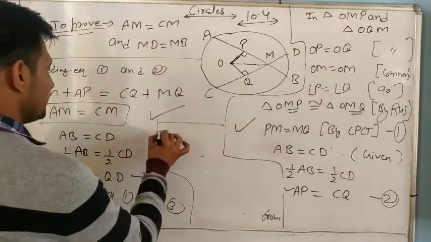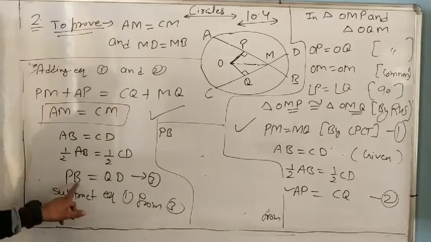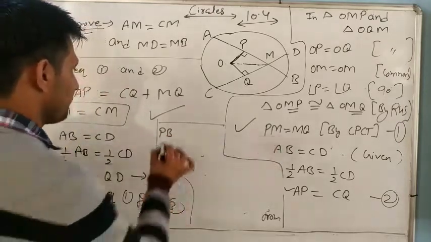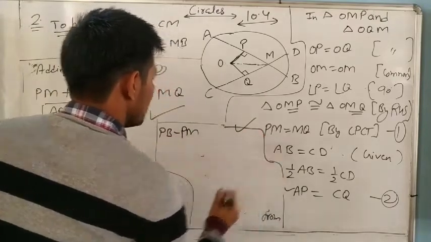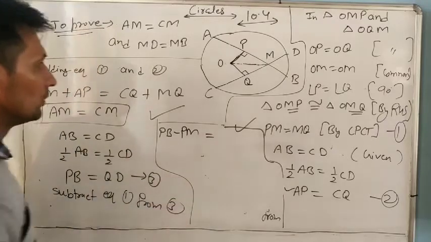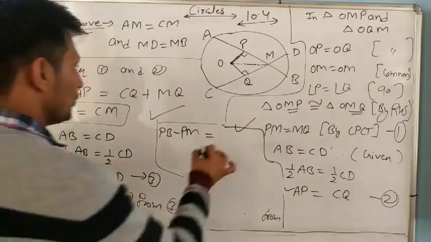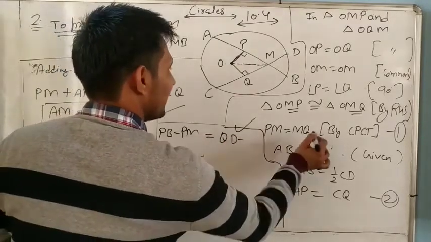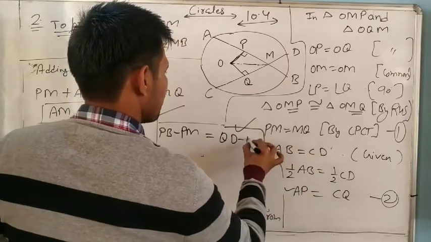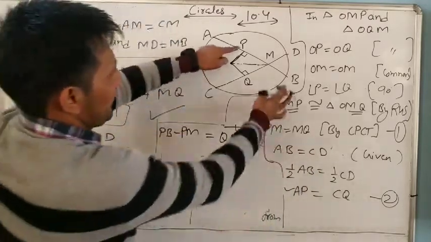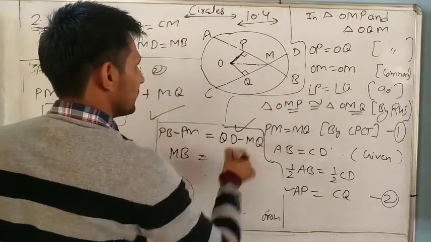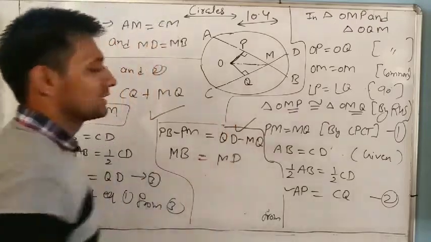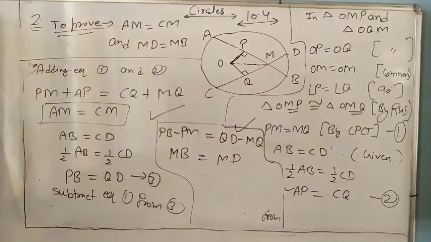So PB, equation 3, minus PM, equal to QD minus MQ. And tell me, PB minus PM is MB, and this one remaining is MD. Understand? We use the theorems again and again, then you will understand it.